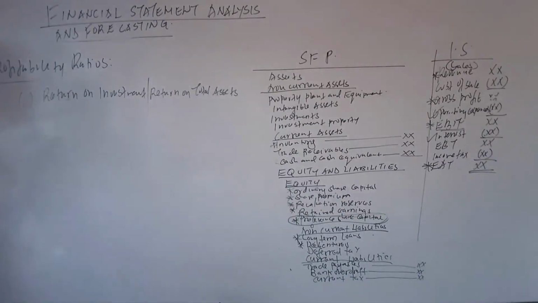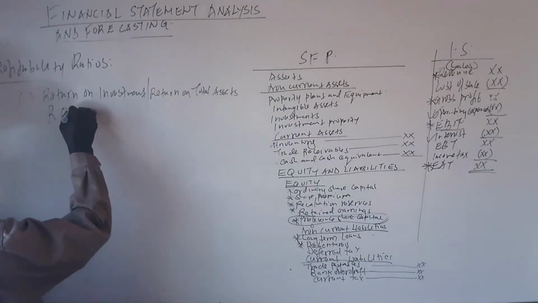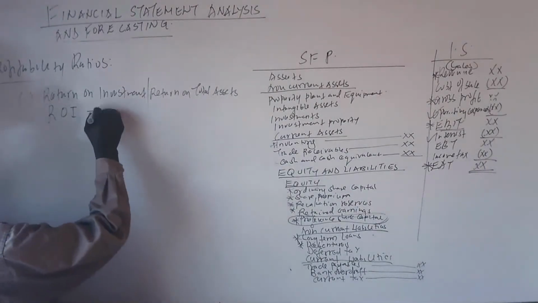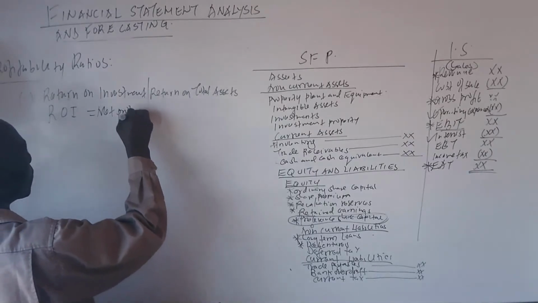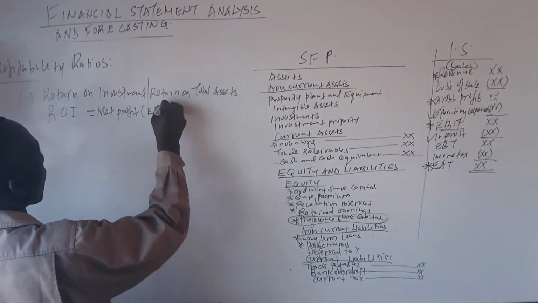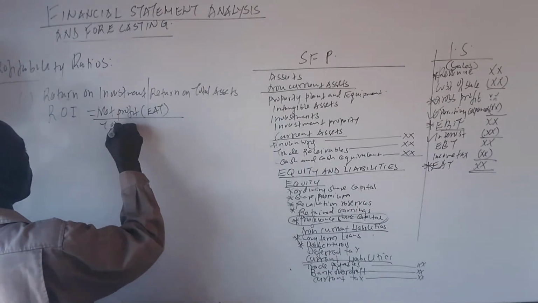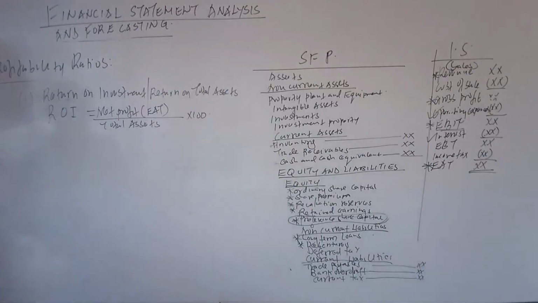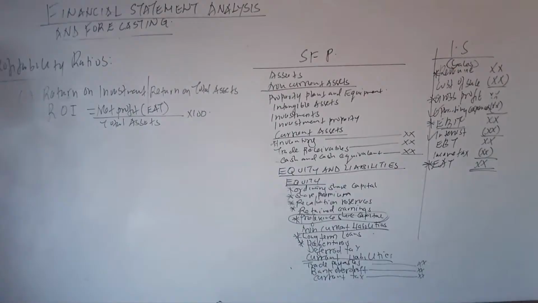So how do you get the return on investment? For you to get the return on investment, you take net profit, what we call earnings after tax, you divide by the total assets, then you multiply by 100. That's how you get the return on investment.